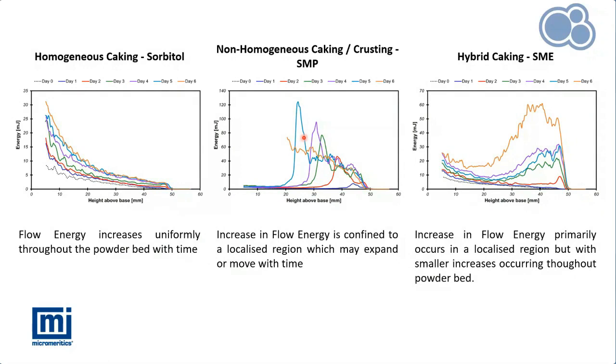So this peak value is increasing throughout the powder bed, where we then have formed a crust which is moving over time. And lastly, we have hybrid caking, which is where there's an increase in the flow energy within a localized region to start with. So more similar to the crusting example. However, there are also increases in the flow energy throughout the powder bed. So as we go closer towards the base of the vessel, we do also have increases in the flow energy there. So we're getting a mixture of the homogeneous caking and crusting occurring within one sample. And over the next few slides, we'll go into these different mechanisms in a bit more detail.